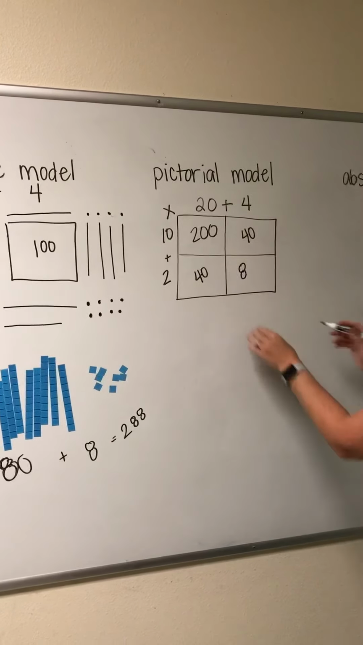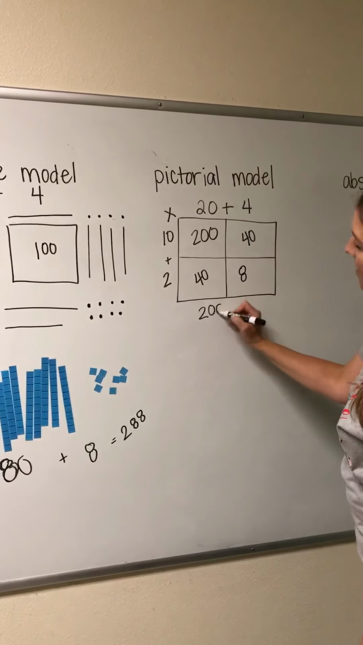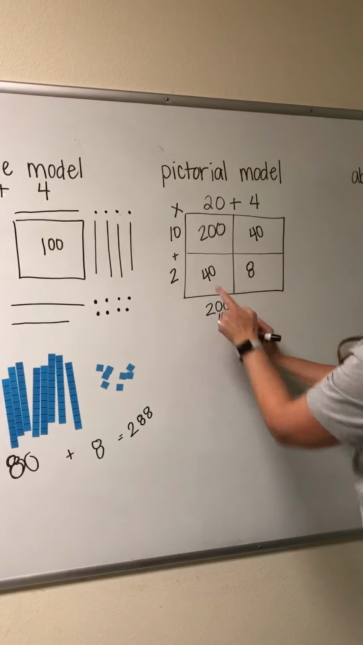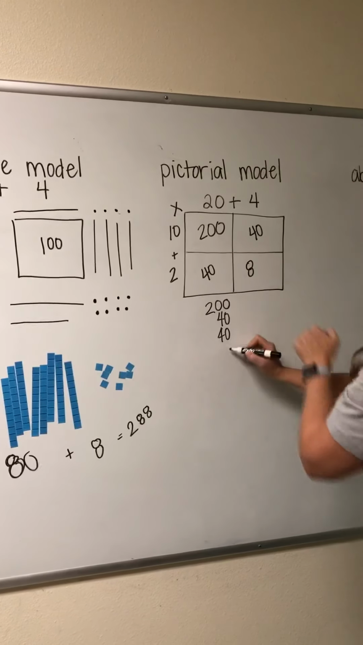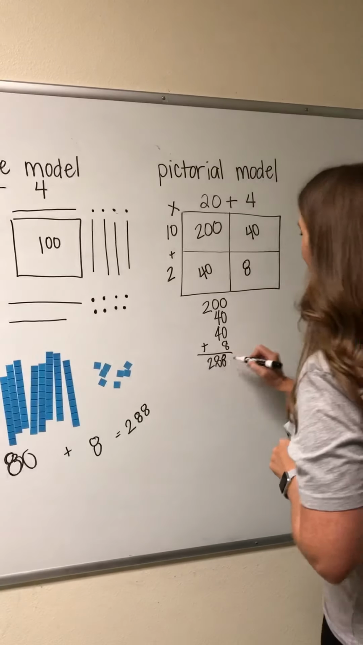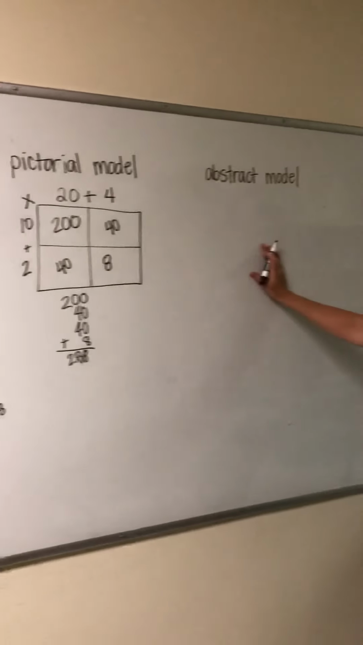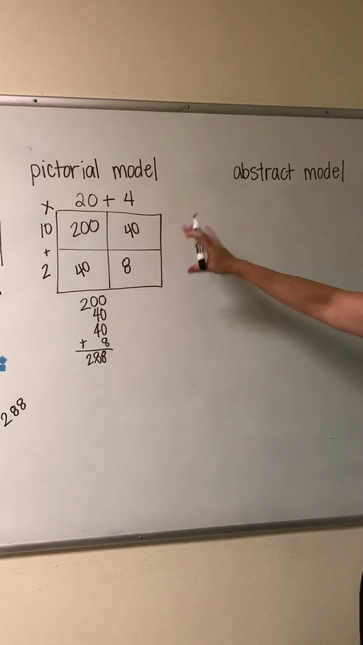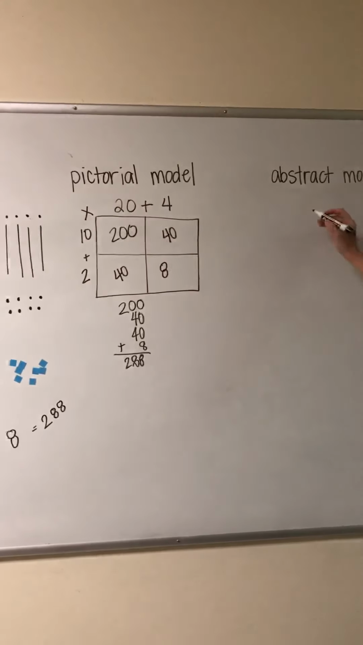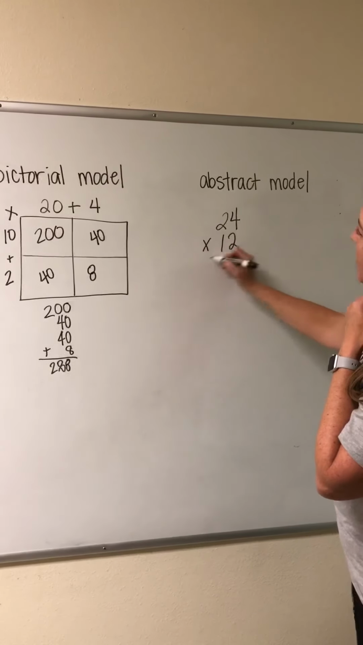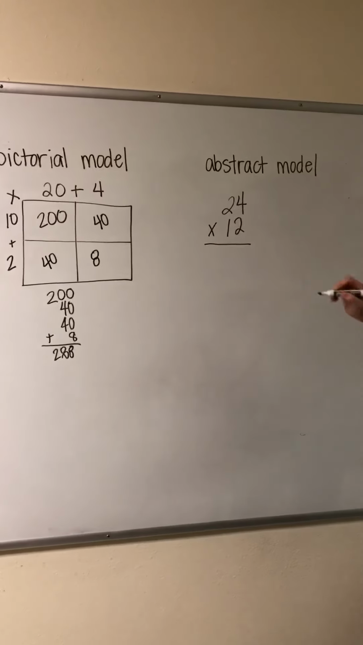Then I can take all of these pieces, just like I added the base 10 blocks, 200 plus 40 plus 40 plus 8, and I'll come up with my same total. Okay, and finally, I can go all the way to the abstract model. When the kids understand these concepts of how to multiply the different place values, then you can finally show them with the algorithm, 24 times 12. I'm going to show you 2 different ways.